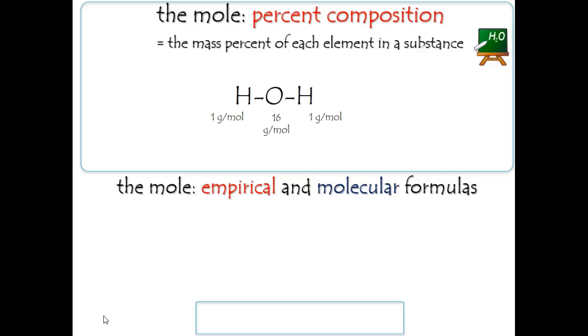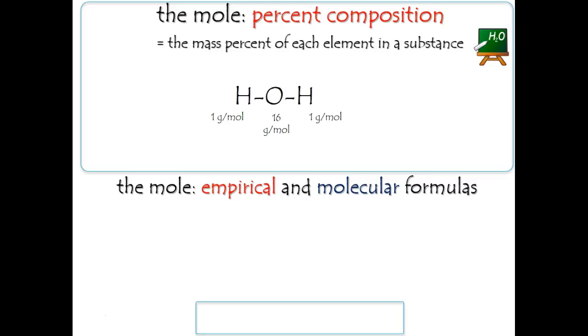AP Chemistry Screencast 2.7, percent composition as well as empirical and molecular formulas. So there's really two major topics that are covered here, but let's go ahead and cover them rather briefly. As an AP Chemistry student, both of these should be review. Let's begin with percent composition.